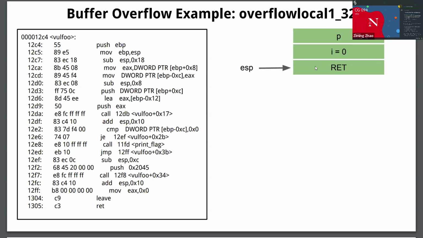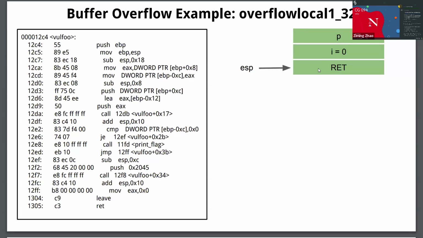Then after that, we have the call instruction. The call instruction will put the address of the instruction after the call onto the stack, then give control to the function overflow. Before we execute the very first instruction, push EBX, the stack looks like this: p, i, and the return address, right? The actual value of the return address right now doesn't matter, but we know here we have the return address.